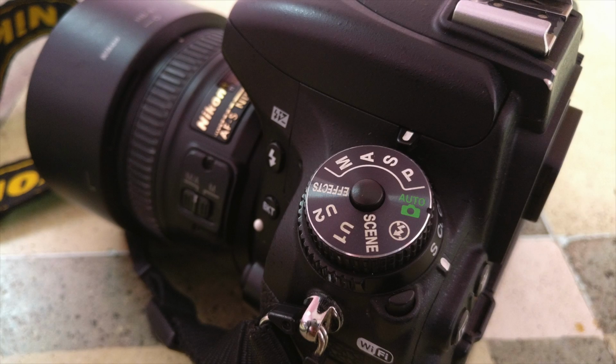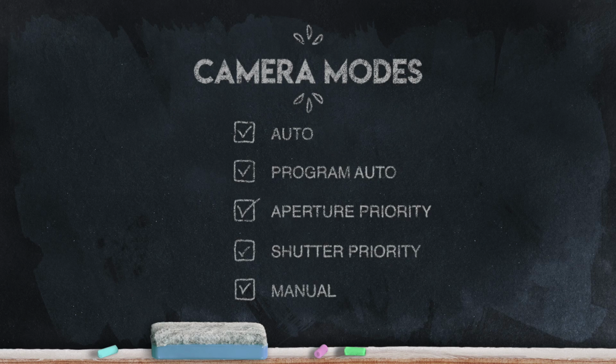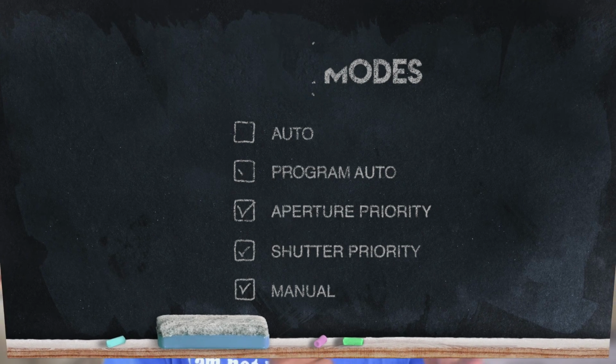DSLRs provide us with different camera modes, and each and every camera mode has a different set of features. In this video we will be looking at 5 main DSLR camera modes. Those are auto mode, program auto mode, shutter priority, aperture priority and manual mode.